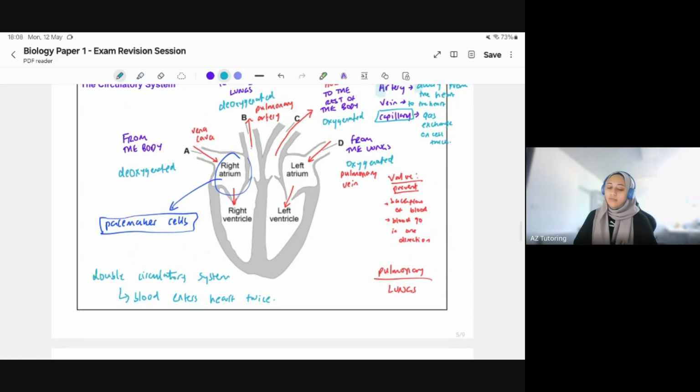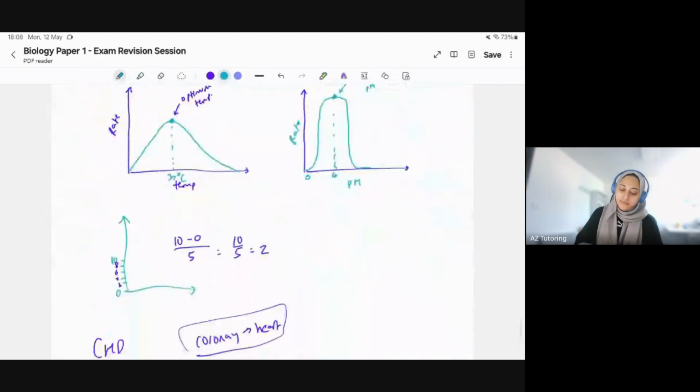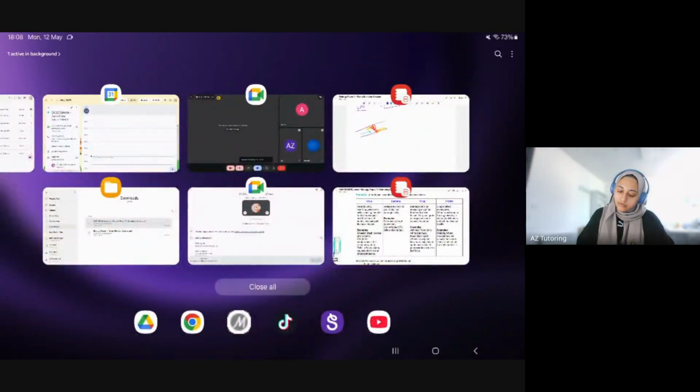One other thing to mention about the heart as well, I've seen this as a past exam question. They can ask what the differences are between an artery and a vein. So remember, I'll just show you a quick diagram here.